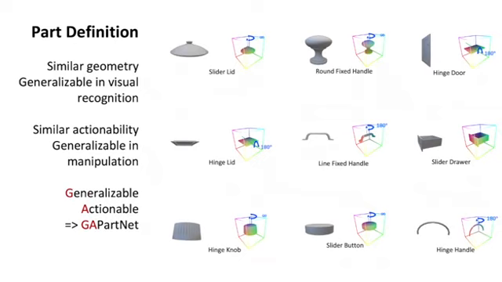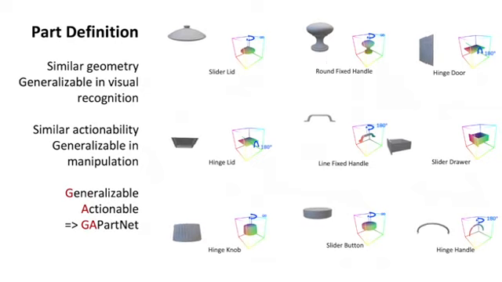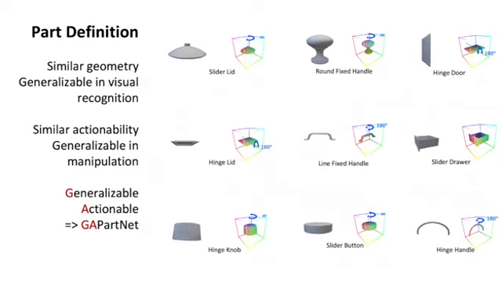In GAPartNet, parts from the same part class share similar geometry, which allows generalizable visual recognition. They also have aligned actionability and can be manipulated in a similar way, which ensures minimal human effort when designing interaction guidance to achieve generalizable and robust manipulation policies.